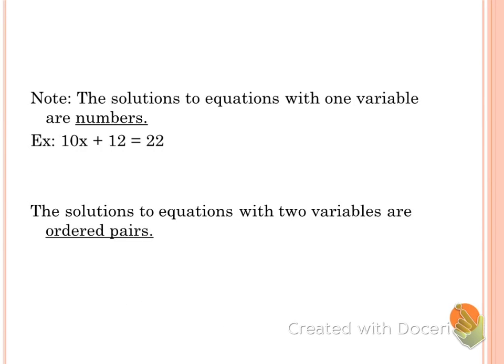All right, we've got a note, just a reminder. The solutions to equations with one variable are just numbers. For example, 10x plus 12 equals 22. Who can raise their hand and tell me how we would start solving that? Got to see new hands, or we're just going to start pulling sticks. Jaquan? First, we would subtract 12 from both sides. That leaves me with 10x equals 10. Ellie, what would I do next?